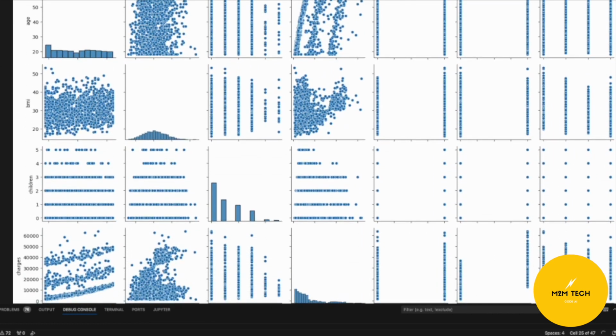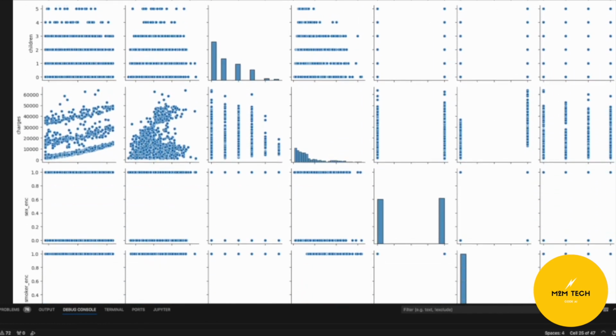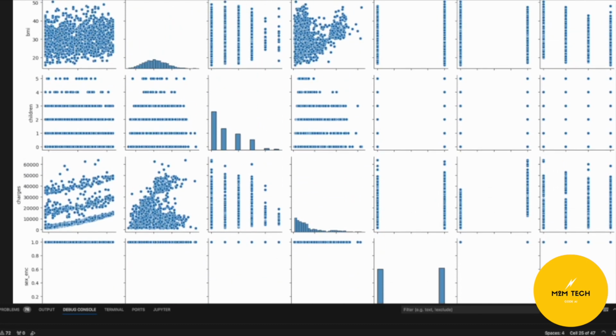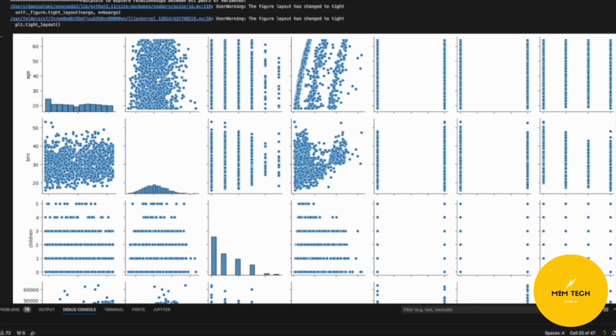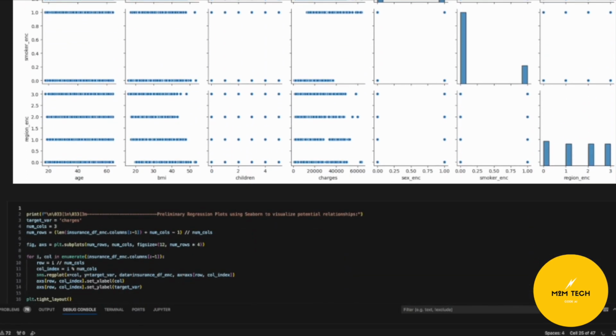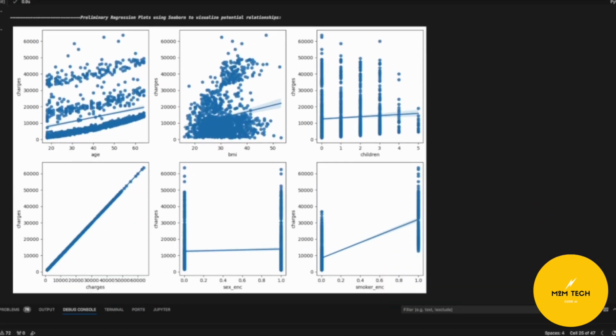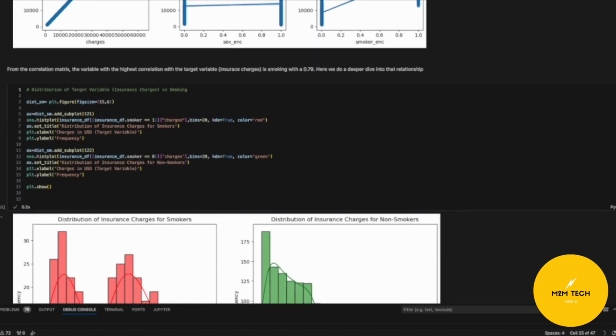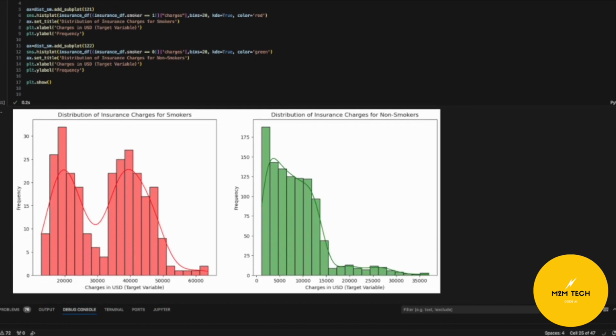Looking at pair plots, it's the same thing. There's no clear trend that we can identify. Adding regression lines to the pair plots to visualize any potential relationships, it's a lot of noise. So we're just going to stick with smoking and do some more analysis on it.